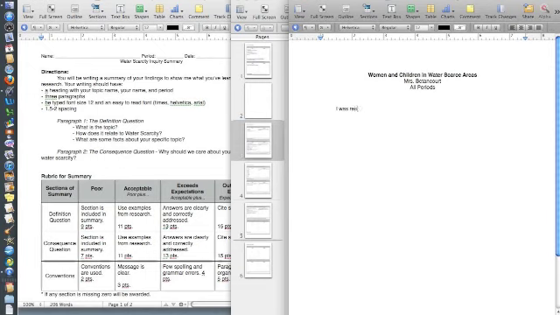I was researching how water scarcity affects women and children. During my research, I learned that water scarcity affects women differently than men.